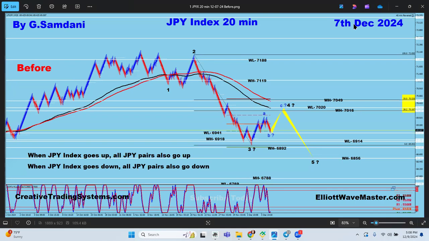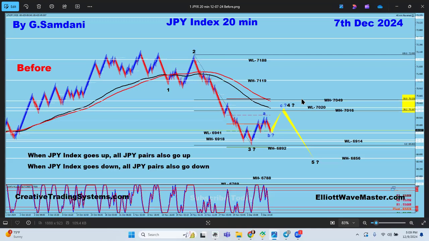I'm making this a small video about my 4-hour chart that I made over the weekend for this week using Elliott wave analysis. So let's get started. Some of the charts I'm going to show, one of them is the yen index 20-minute chart, and this is the Elliott wave analysis 1, 2, 3, and I said we're going to be going up for wave 4, wave C of wave 4, A, B, C correction.